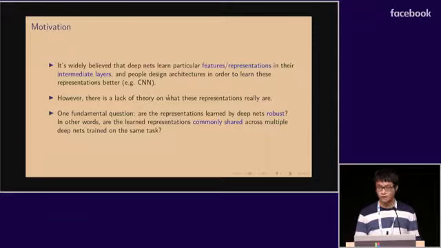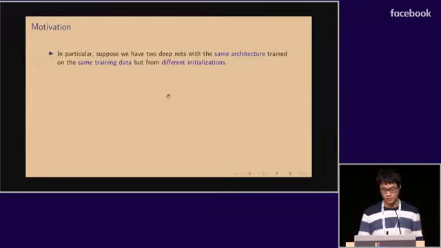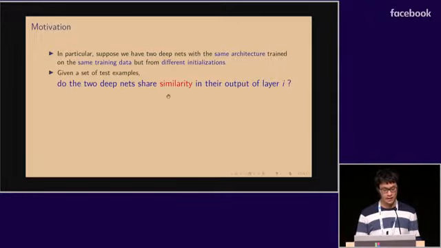There is one fundamental question that hasn't been answered. Are the representations learned by deep nets robust? In other words, are the learned representations commonly shared across multiple deep nets trained on the same task? In particular, suppose we have two deep nets with the same architecture trained on the same training data, but from different initializations. Given a set of test examples, we want to ask whether the two deep nets share similarity in their output of layer i.